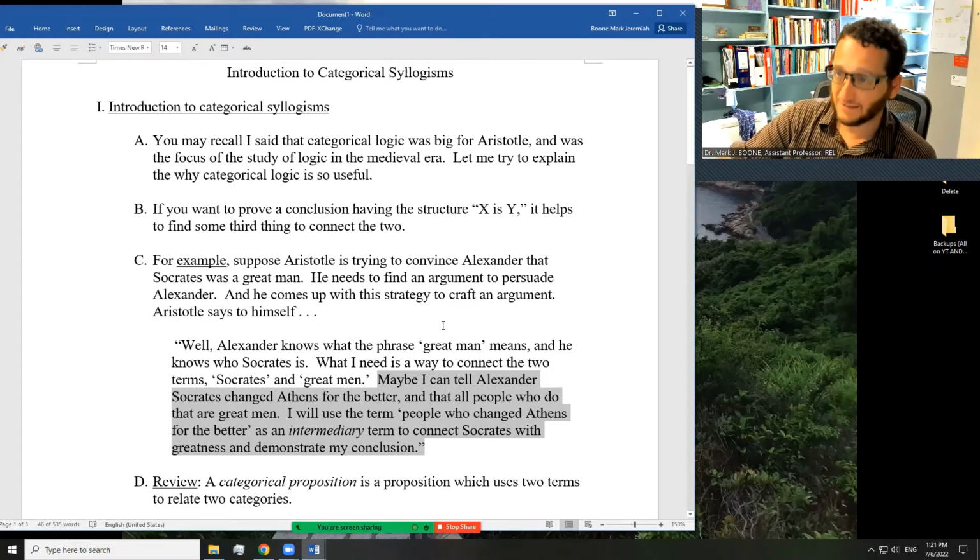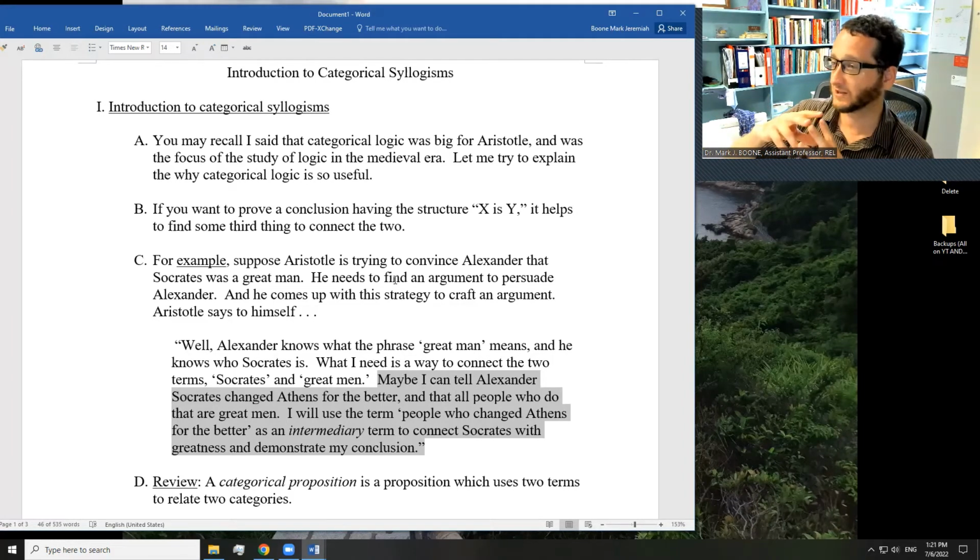Now, this is a very basic, very simple categorical syllogism. All people who are Socrates are people who changed Athens for the better. All people who changed Athens for the better are great men. Therefore, all people who are Socrates are great men. Or if you're going to state this in less formal terms, Socrates changed Athens for the better. Whoever changes Athens for the better is a great man. Therefore, Socrates is a great man.